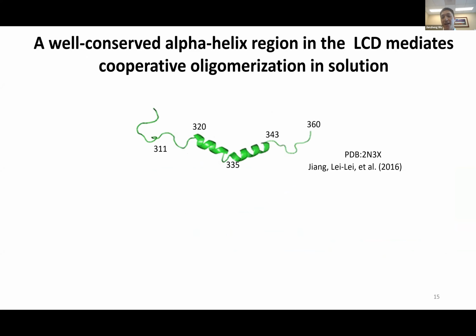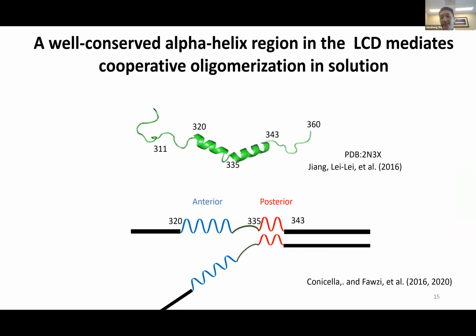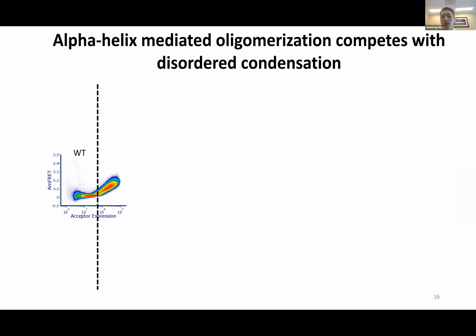So other groups have identified an alpha helix region within this LCD and showed that this alpha helix mediates the cooperative oligomerization in vitro. To simplify, I'll refer to the blue helix as the anterior alpha helix and the red helix as the posterior alpha helix.